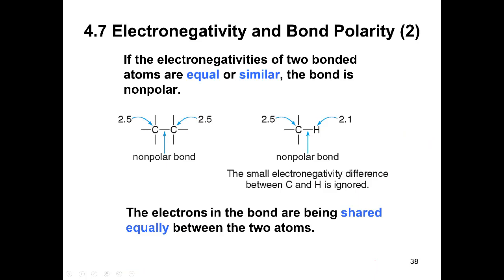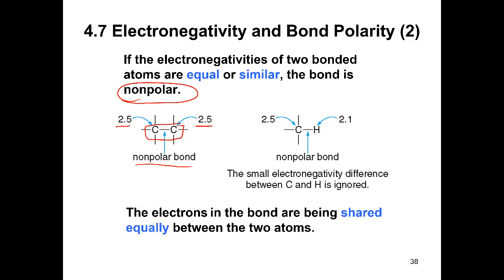So if the electronegativities of two atoms that are bonding together are equal, then it is going to have what we call a nonpolar bond. So if you have two carbons that are connected together, they're the same. So they're going to have the same exact electronegativity. In this case, it's 2.5. And so that is not going to create one being stronger than the other because they're going to be attracting with the same force, if you will. And so we call those nonpolar.